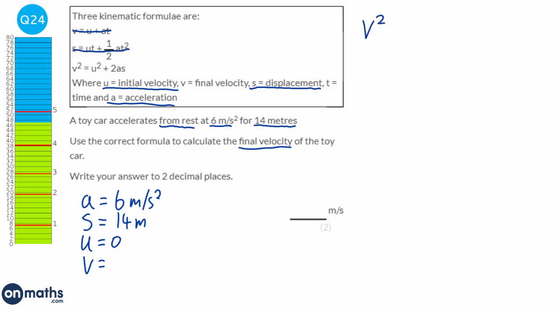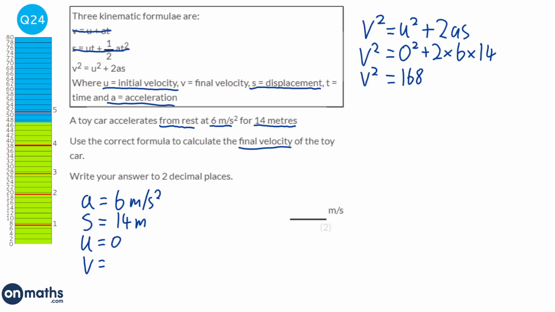So we've got v squared equals u squared plus 2as. So we're looking for v, so I'm just going to leave that v squared there. u squared, well, that's just going to be 0 squared plus 2 times the a, which is 6, times the s, which is 14. And when you do that, you get 168.